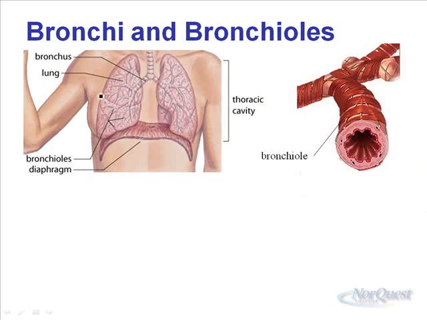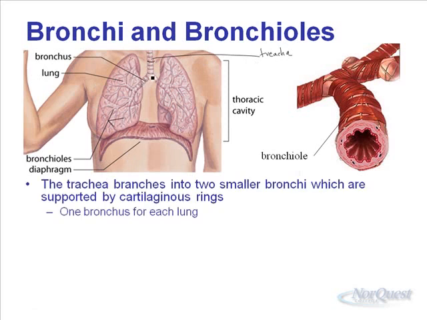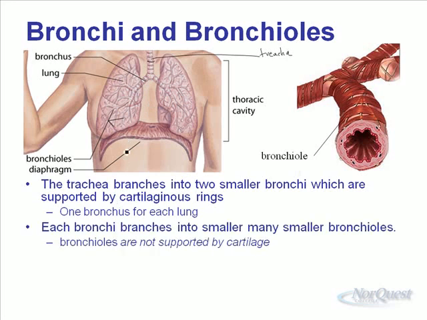Here's a picture of the bronchi, the bronchioles, and you can even see down here, I guess up here, this would be the trachea. You can see these rings of bone that hold it open. The bronchus, or the bronchi, are also supported by rings of bone, and we have two. One goes to the right lung, one goes to the left lung. And they're basically the same structure as the trachea, they're just smaller.